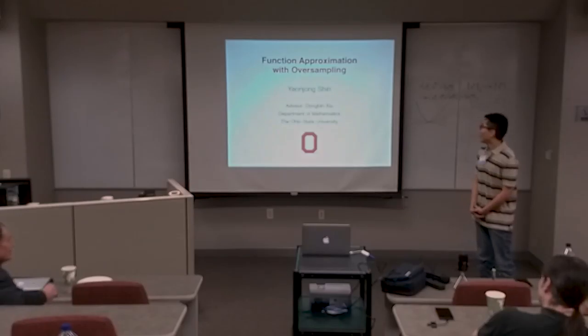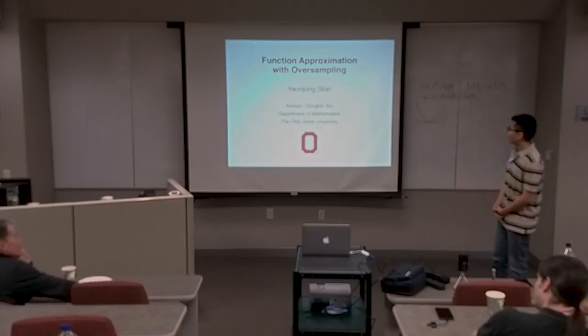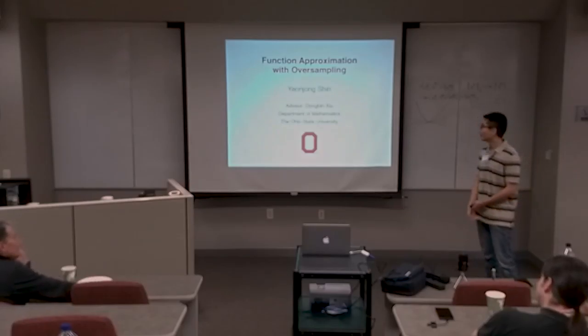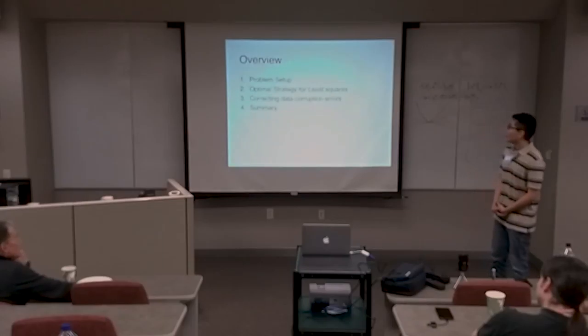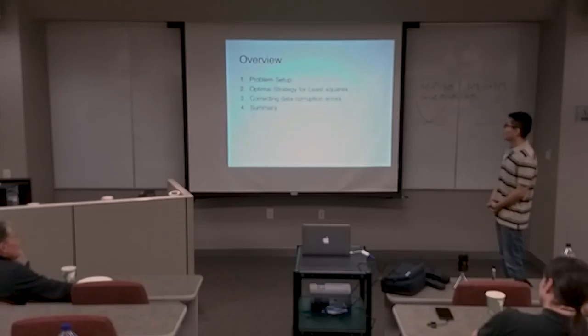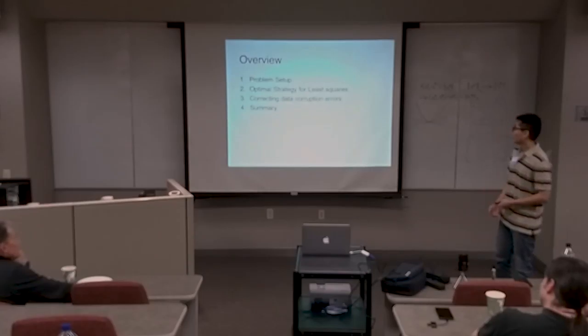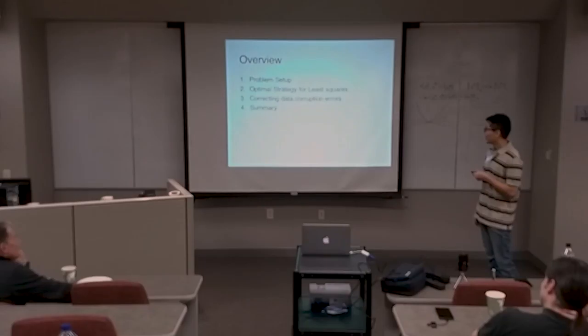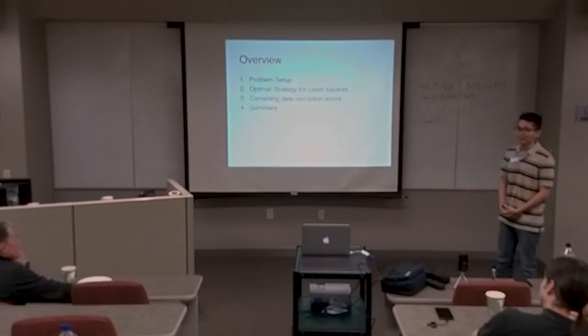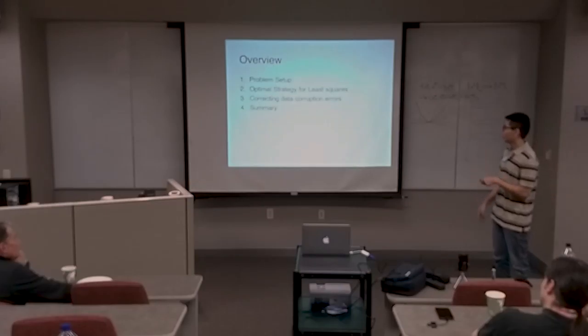So today I will talk about function approximation with oversampling. So here is the overview of this talk. First I will introduce the problem setup I'm interested in, and then two topics will be discussed. One is optimal strategy for least squares, and the other one is correcting data corruption errors. At the end, I will summarize these two results.